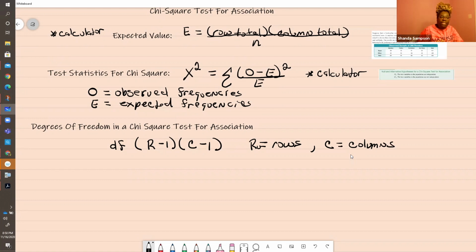For the hypothesis test, we still have our normal rejection region. You're going to reject the null hypothesis when your chi-square test statistic is greater than or equal to your chi-square alpha. That's like when we drew the picture and we had our critical value. Anything to the right of that is going to be in our rejection region.